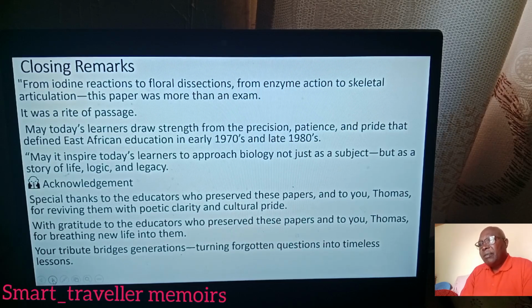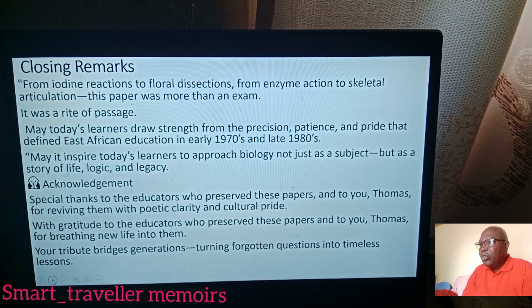Special thanks to the educators who preserved these papers, and to me, Thomas, for reviving them with poetic clarity and cultural pride. Your tribute bridges generations, turning forgotten questions into timeless lessons. That is my tribute, I, Thomas, who has kept these papers for such a long time.